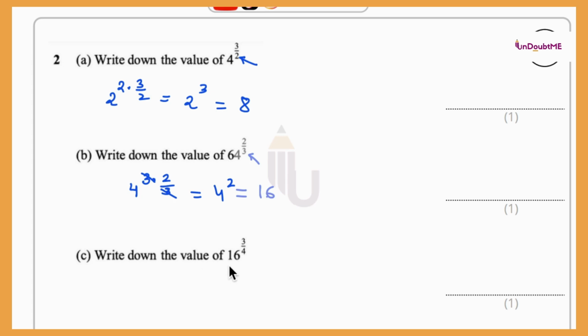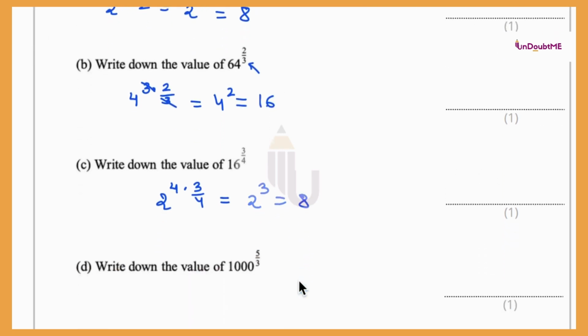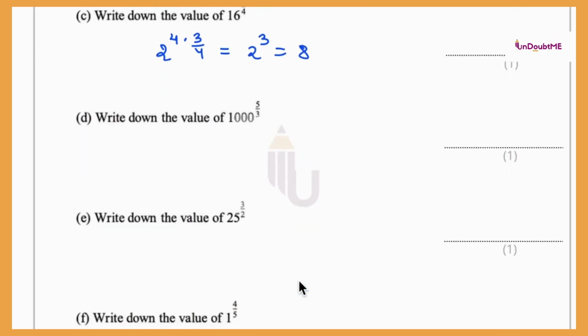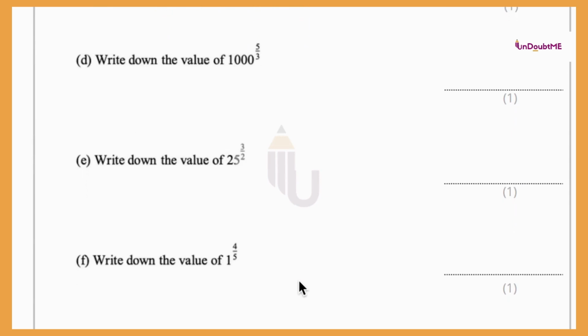Then comes 16 to the power 3 by 4. 16 can be written as 2 to the power 4, to the power 3 by 4. 4 and 4 will get cancelled, we will be left with 2 cube, answer is 8. Then comes the next question. Same approach we have to follow. So 1000 can be written as 10 to the power 3 times 5 by 3. Answer will be 10 to the power 5 and that will be 100,000.